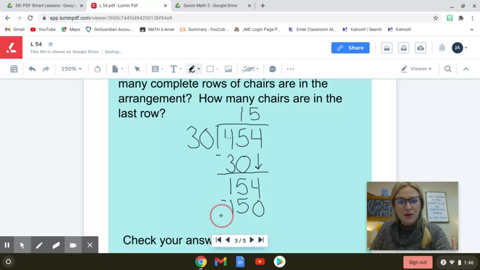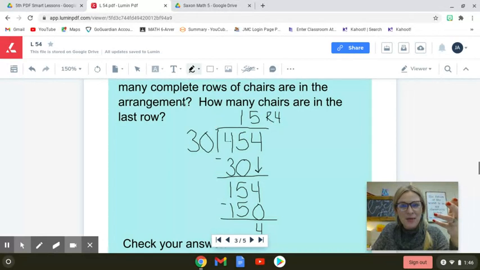And part of the algorithm, we're just going to subtract here, and we are left with a 4. We have filled all of our spaces on top. We've reached the end, and 4 becomes our remainder. Now, we're not going to leave our answer like this. We're going to use labels and remember what they asked us. How many complete rows of chairs? We have 15 complete rows of chairs. I'm going to abbreviate for time's sake. We have complete rows.